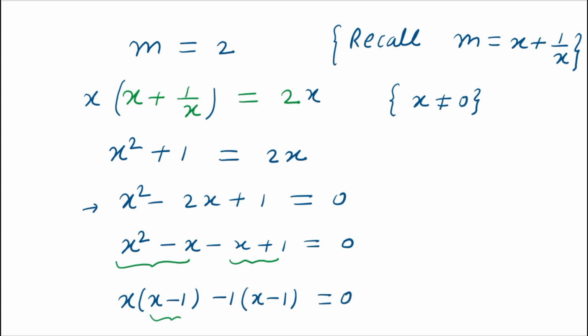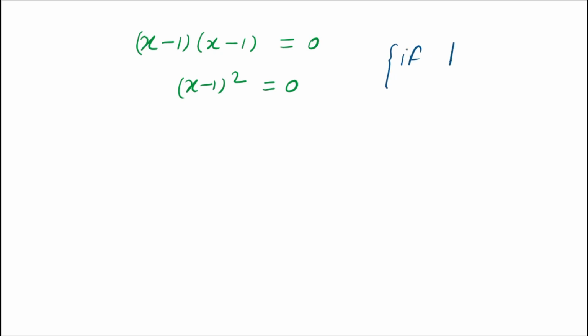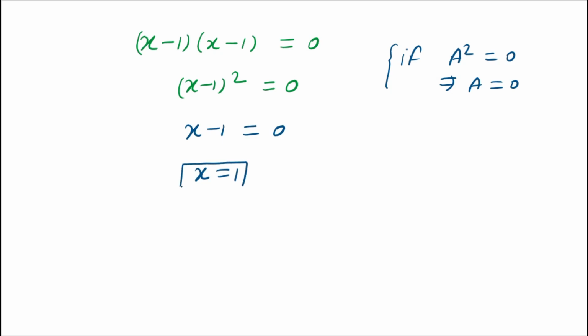We have x minus 1 as a factor. So if we take common x minus 1, then you will get x minus 1 times x minus 1 equal to 0. x minus 1 times x minus 1 is x minus 1 whole squared, and this is equal to 0. We know that if a squared is equal to 0, this implies a is equal to 0. So here we can say x minus 1 equals 0. So the value of x is 1. So in this question our solution is x equals 1.